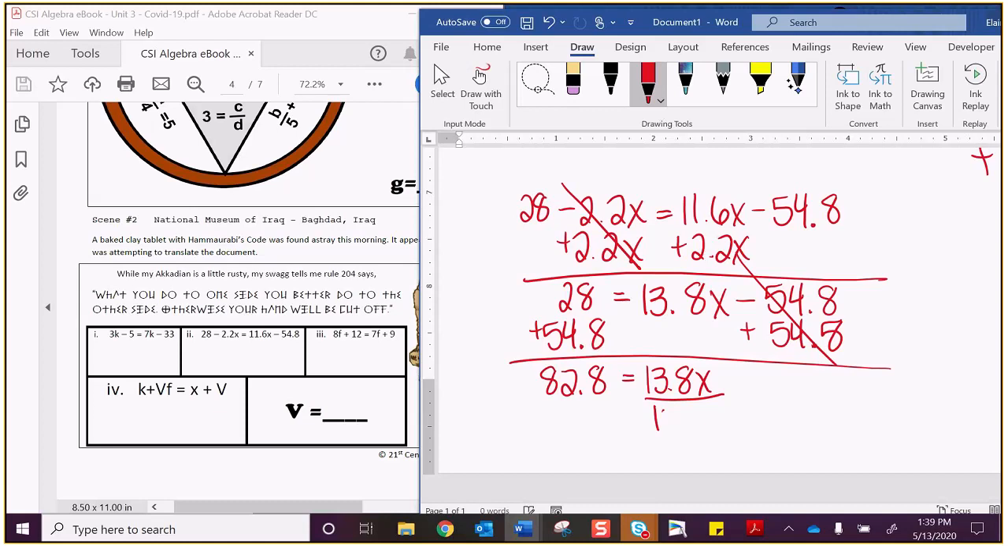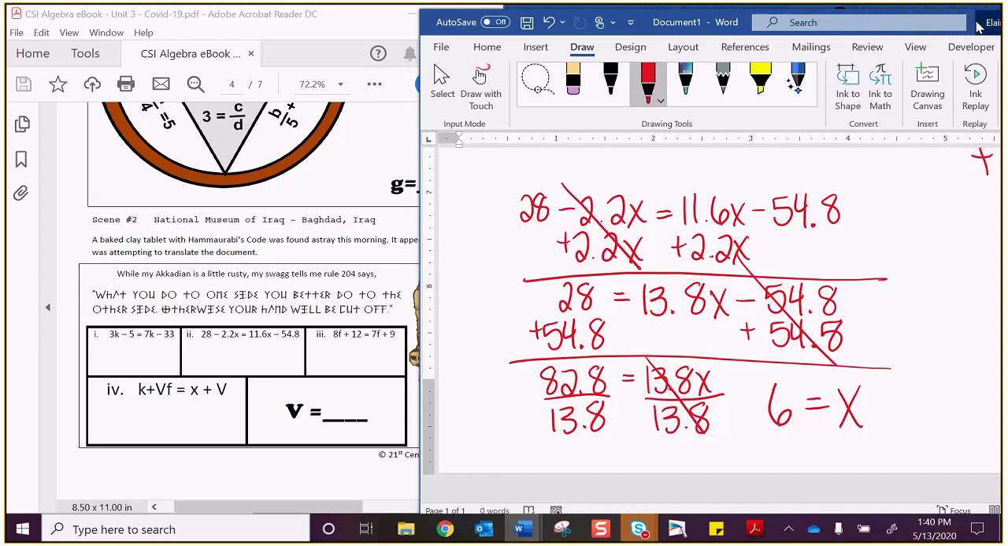And now we're going to divide both sides by 13.8. Again, the stuff I'm doing in red on the Word document is what I maybe would expect you to be doing on paper and pencil while you're working through this. So 82.8 divided by 13.8 is 6. So 6 equals x, or x equals 6. So that's that second one done for you.